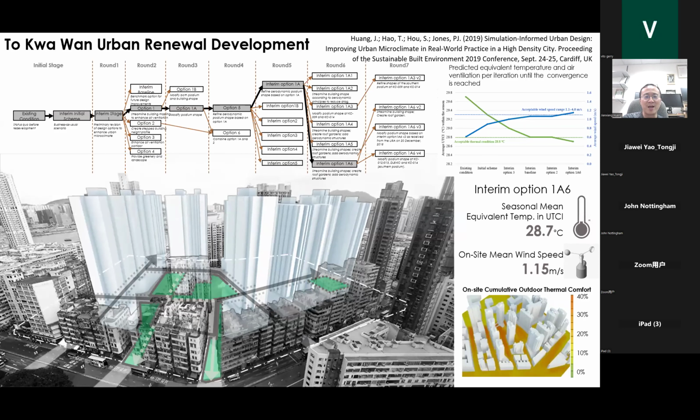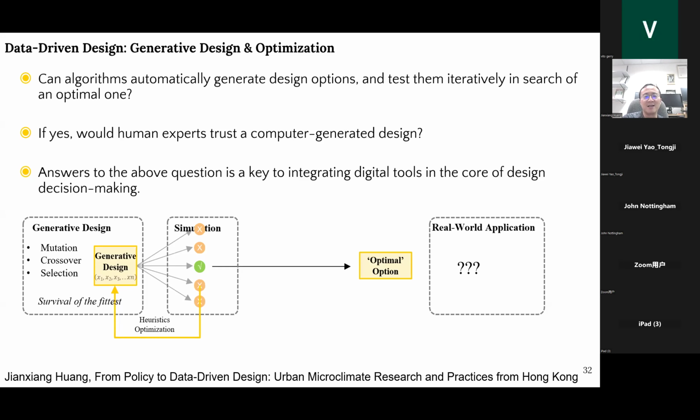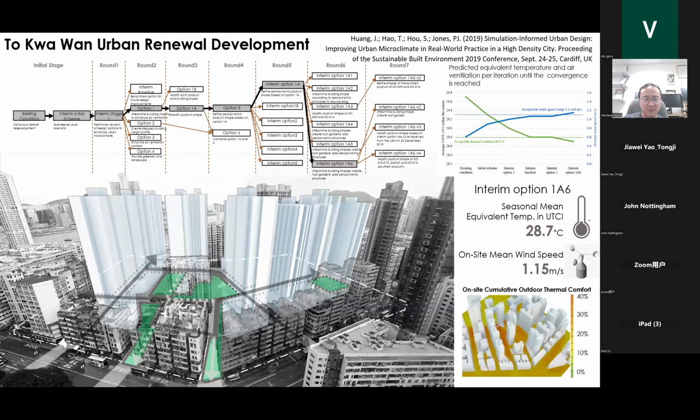And ultimately we'll be able to deliver a final design that achieves a 1 degree reduction over the entire hot season on average, and also double the amount of wind speed at the pedestrian level. And that's not going to cost energy, because this is all realized through passive design. And so this is a chosen design strategy that's being constructed right now.